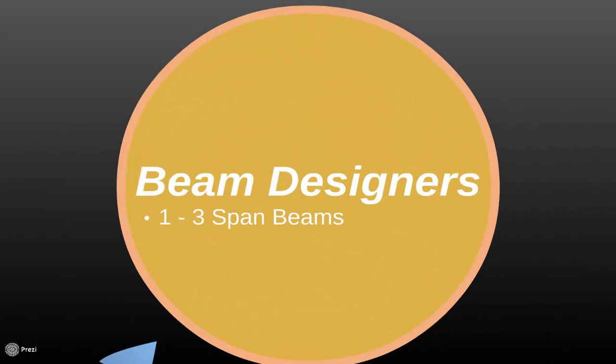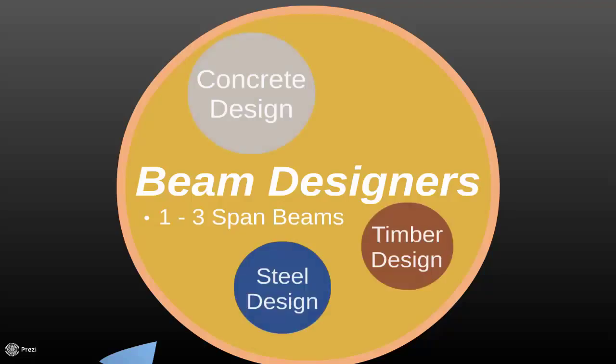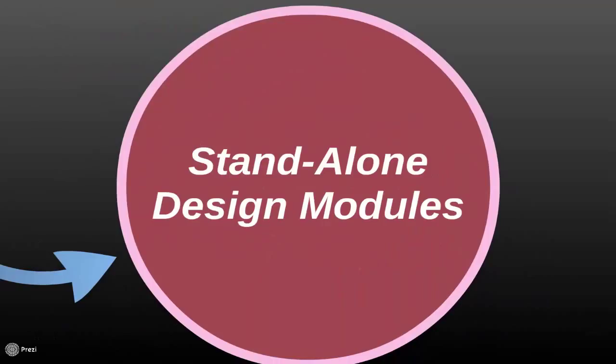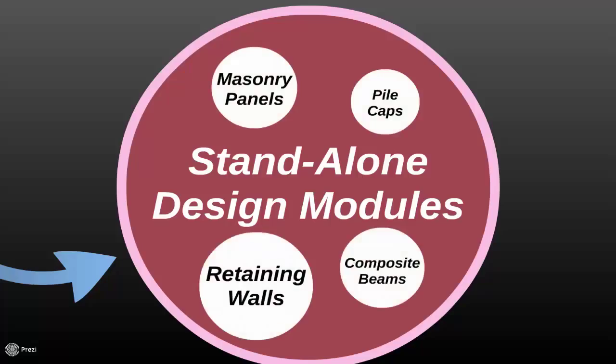And then we also have, for those quick little beams, the beam designers. 1 to 3 beams, simply supported, continuous or cantilevers, and they can be in concrete, steel or timber, and that is great for doing those very quick little beams. And then to complement all that, we also have these standalone modules for doing those other types of civil works that you do: masonry panels, pile caps, retaining walls in concrete and masonry, and composite beams.